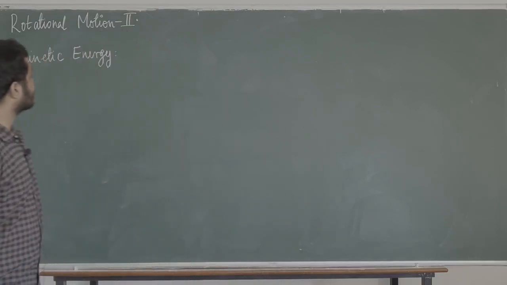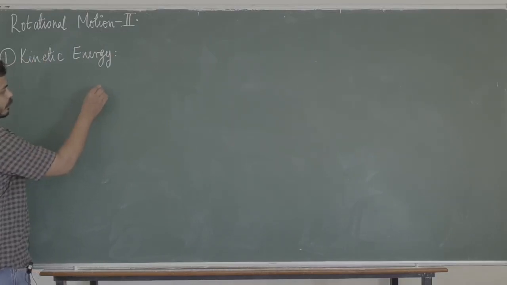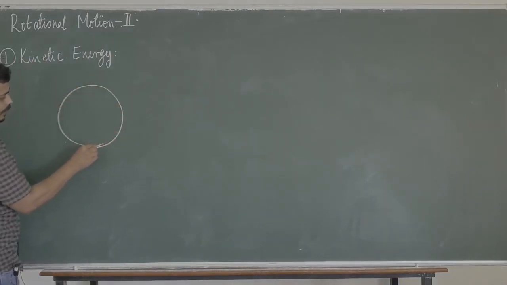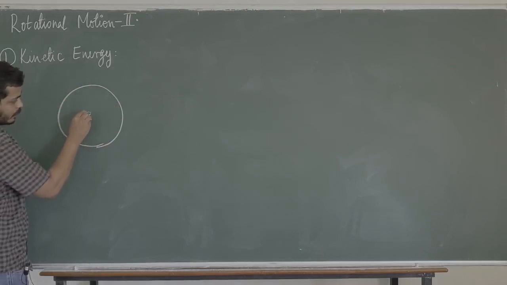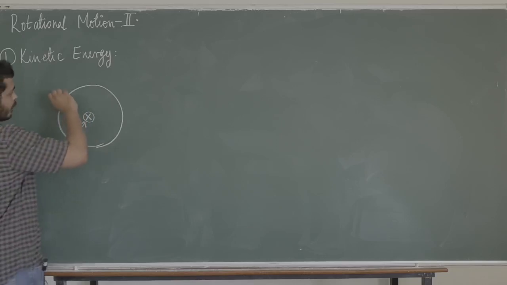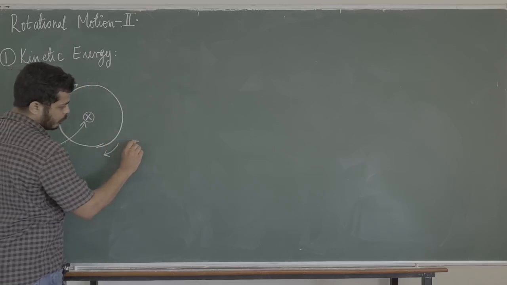Let's start with kinetic energy. Whenever some object is rotating, for example, if you have a disk or a ring, every object has an axis of rotation. This one is the axis of rotation, and the entire object is rotating about this axis. So this object has some moment of inertia I.